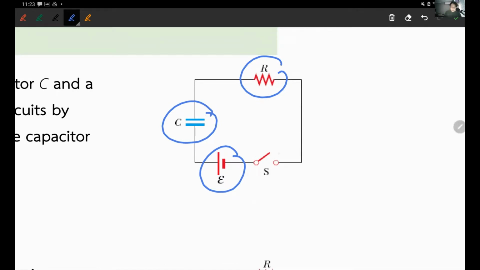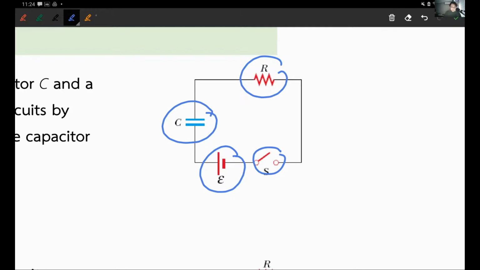So I add the switch to it, so I can close down the switch to complete the whole circuit, and the charging process starts. So when I close the switch, the charging process starts. Now let's imagine what would happen to the capacitor.